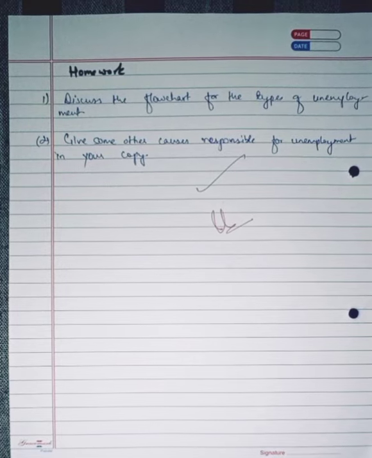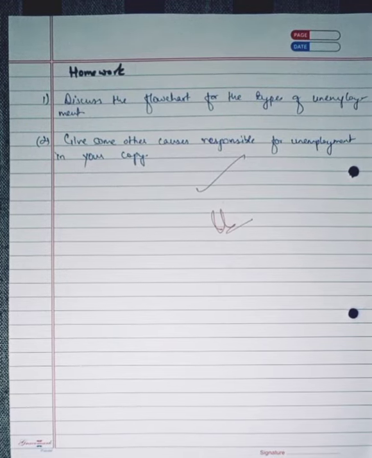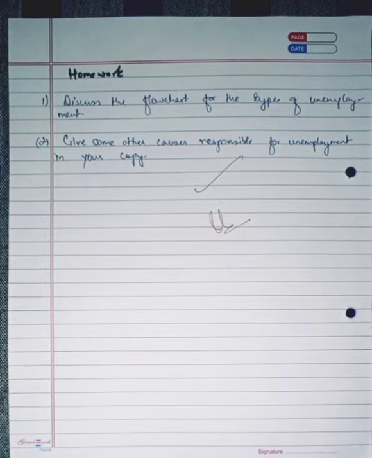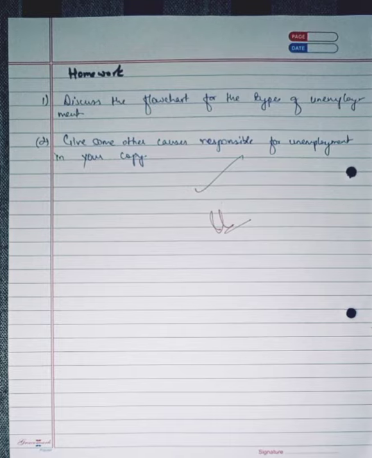We should give the home assignment to the students. Like the first question is, discuss the flowchart for the types of unemployment, and the next question is, give some other causes responsible for unemployment in your copy. So our lesson plan has been finished.